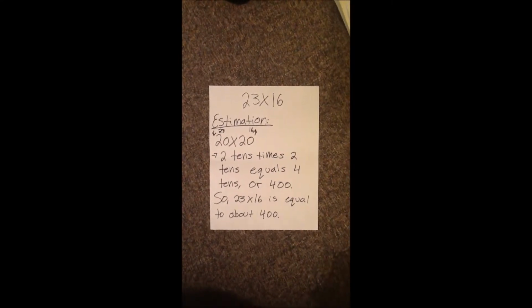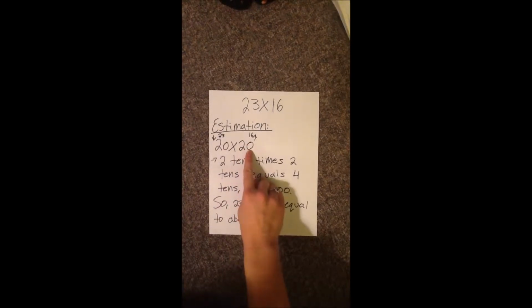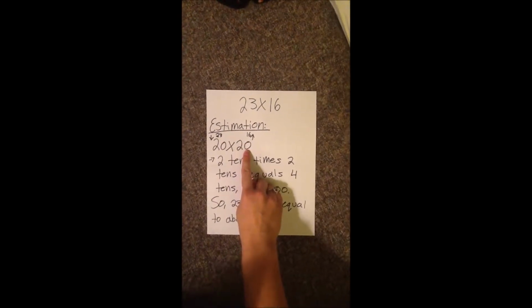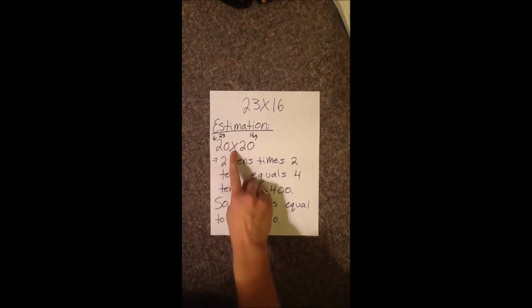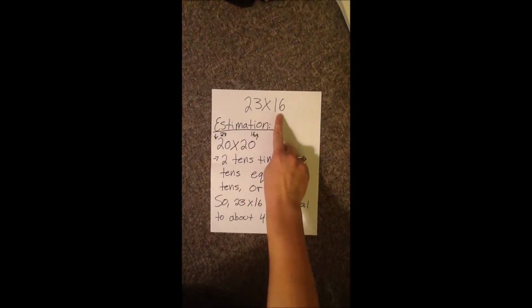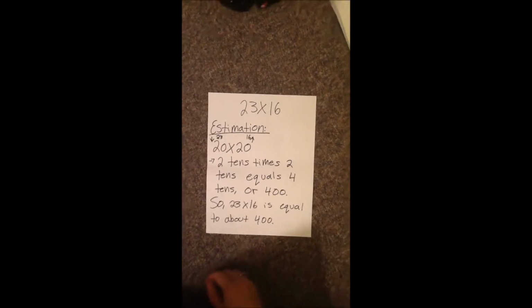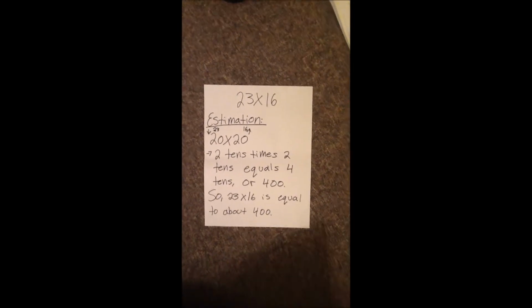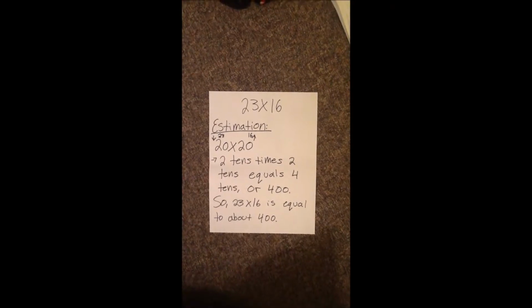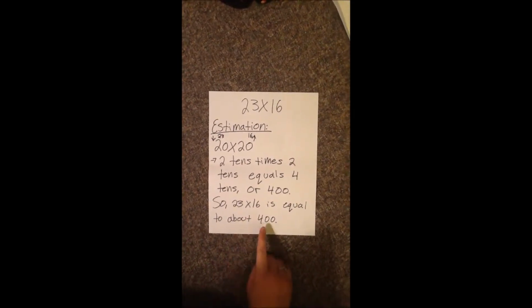For this equation, 23 is rounded down to 20, and 16 is rounded up to 20. We now have 20 times 20, which are much easier numbers to work with than 23 and 16. Using base 10 language, 2 tens times 2 tens equals 4 tens, or 400. So 23 times 16 is equal to about 400.